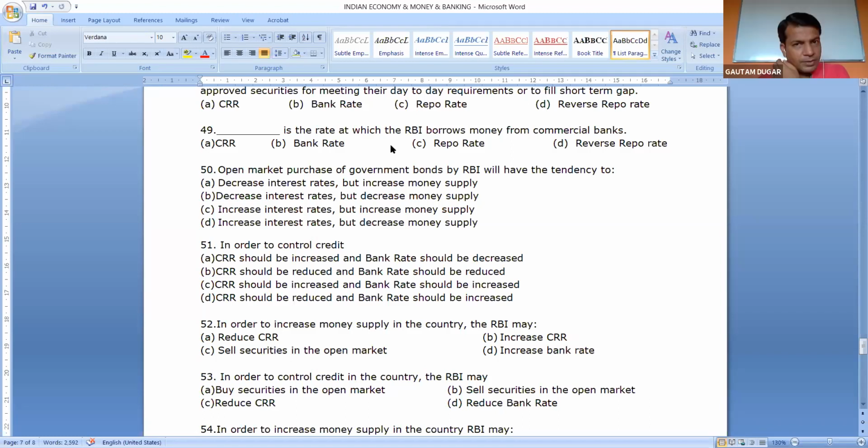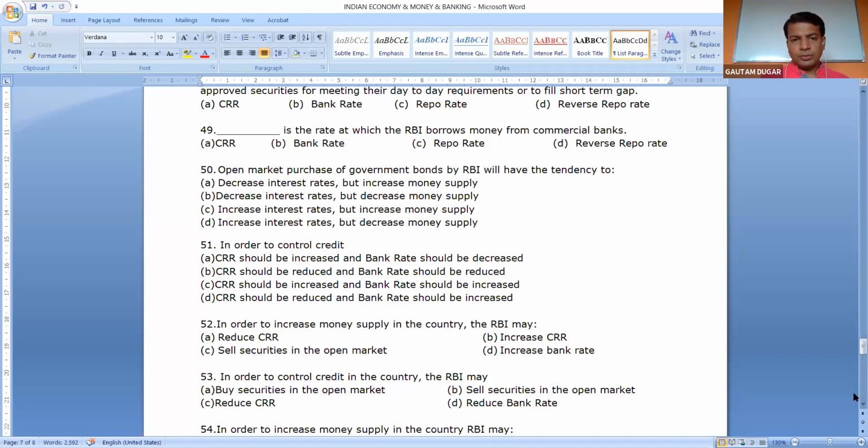Next one, 51. In order to control credit, CRR should be increased and the bank rate should be increased. Pallavi, both should go in the same direction because if CRR increases, credit goes down. Bank rate also increases, credit goes down. So the answer should have been 51, the answer should have been C. 52.